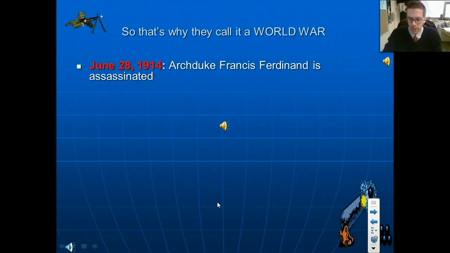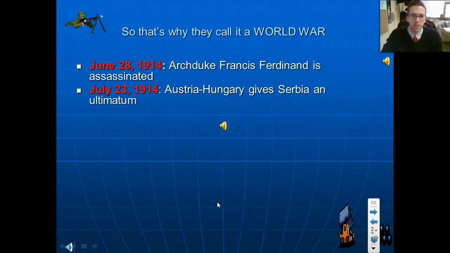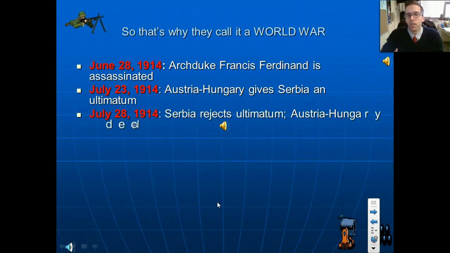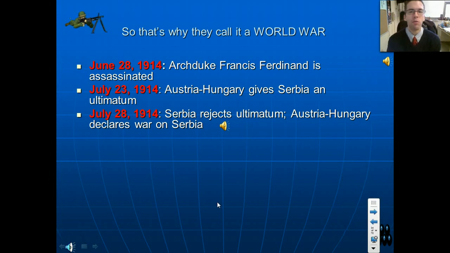The Archduke is assassinated. What happens is Austria-Hungary gives Serbia an ultimatum. An ultimatum is you do this or else we're going to take you over, okay? What nobody knew is that Serbia had a secret treaty with Russia, and this is what's going to make things get crazy. Serbia says, screw you guys. I'm not signing no ultimatum. I'm not giving in to you guys. We got big, bad, sleeping bear Russia over there ready to take you out, okay?